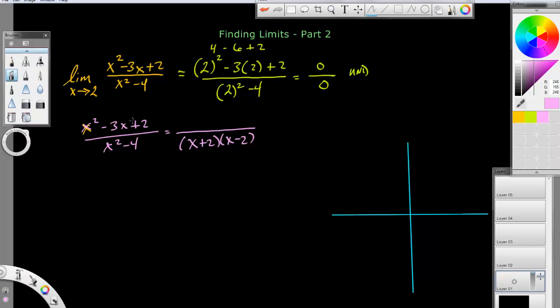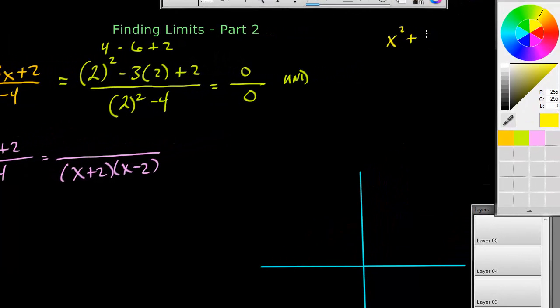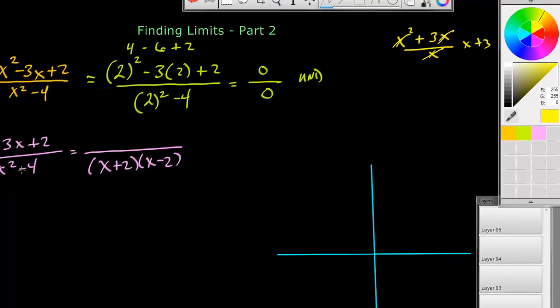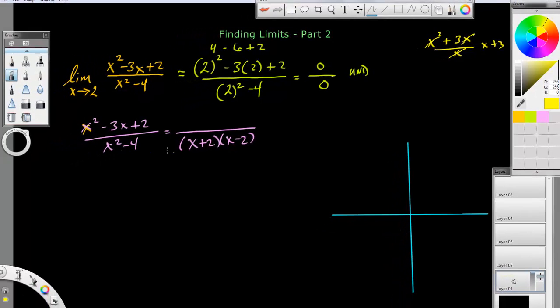The only way you could, just on a little side note over here, the only way you could do that is if you had something like x squared plus 3x over x. If it looked like that, then you could cancel an x out of here, and this would be x plus 3. But this doesn't look like that. There's not one term out of all these that you can cancel. So that is not it.